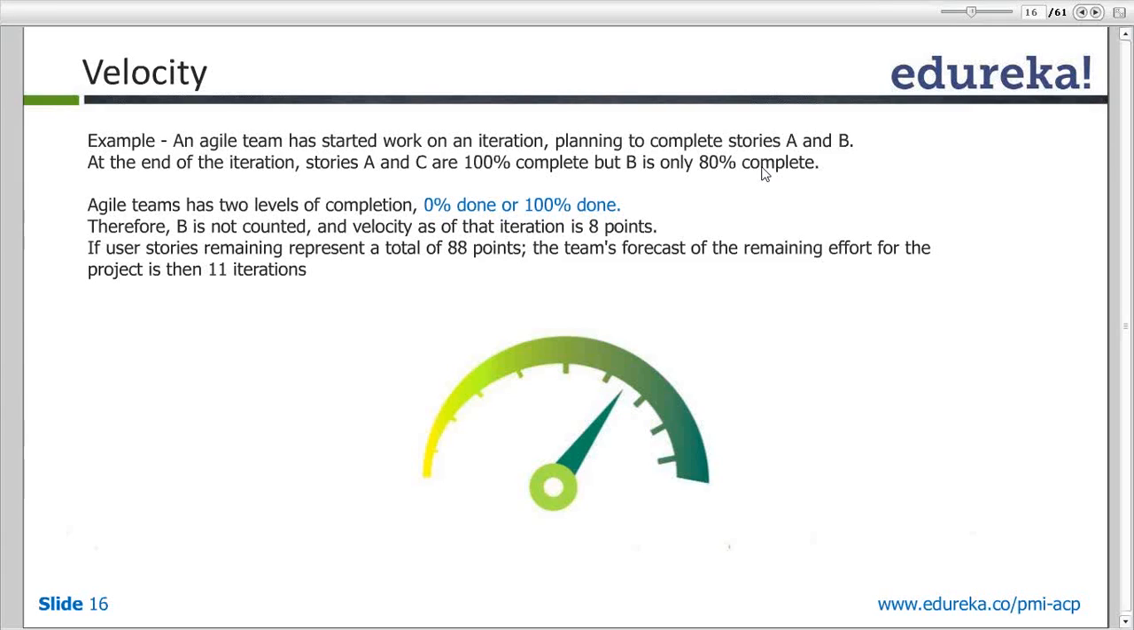Okay, I have a couple of questions here. If we start from the very beginning of this question, I as a team plan to complete A and B. A I could complete 100% and B 80%. So instead of completing B 100%, I picked up C and completed 100%.